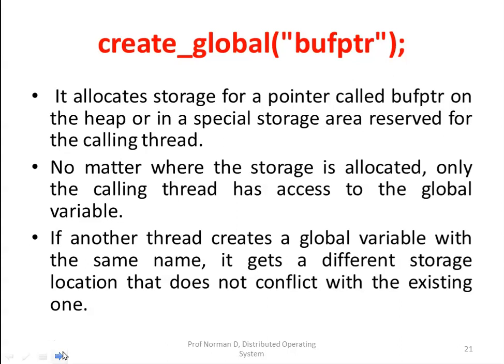The first call might look something like this: create global buffer pointer. What it does is allocate storage for a pointer called buffer pointer on the heap or in a special storage specially reserved for the calling thread. No matter where the storage is allocated, only the calling thread has access to the global variable. If another thread creates a global variable with the same name, then it gets a different storage location that does not conflict with the existing one.